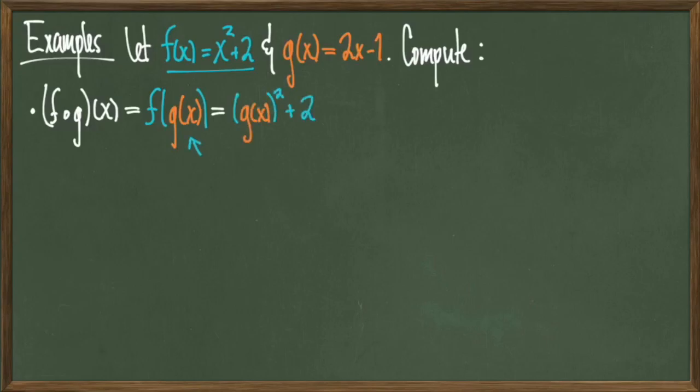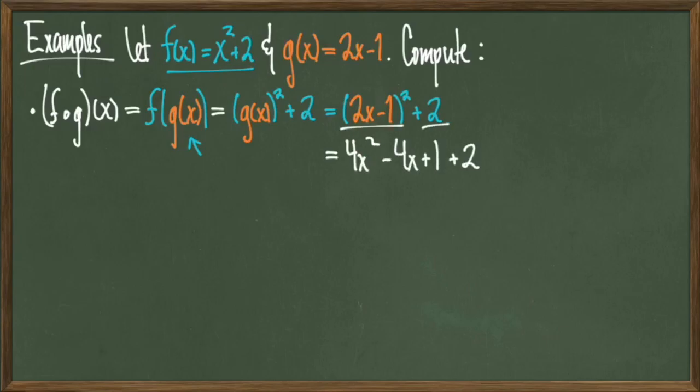That looks like this, quantity g of x squared plus 2. The best thing to do here is every time you're seeing an x, you should replace it with g of x in parentheses, because that will make the algebra much easier to handle. But now that I have this expression, I can go ahead and replace g of x with this definition, which is 2x minus 1. In so doing, before I simplify, I get the quantity 2x minus 1 squared plus 2.